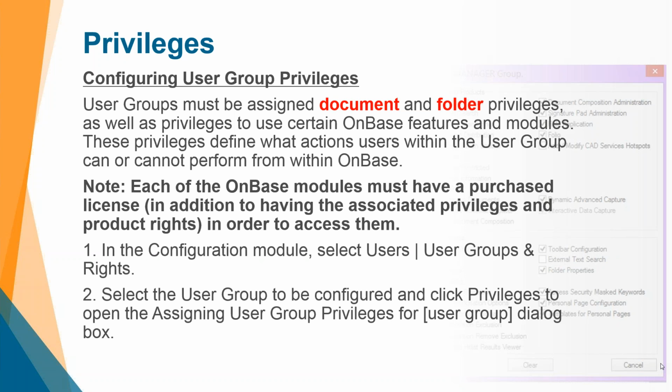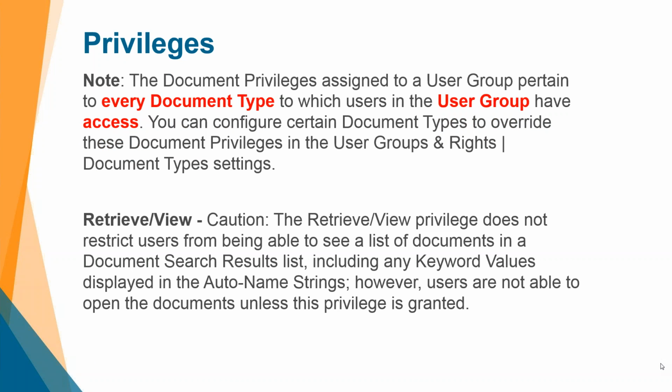Once again, to find these, you go into config, select user groups and rights. On the right-hand side, you have a series of boxes, and you'll see privileges there. Some of the things we want to highlight: document privileges assigned to a user group pertain to every document type to which the users in the user group have access. This is just one of those things that is sometimes overlooked, and it is not immediately recognized. You can configure certain document types to override these document privileges in user groups and rights document type settings.